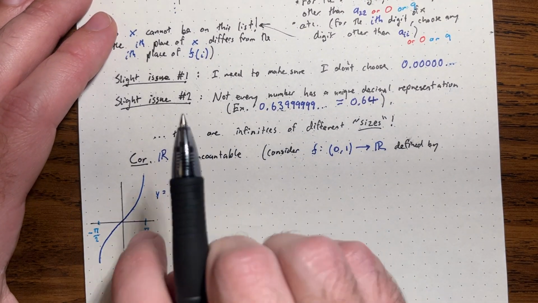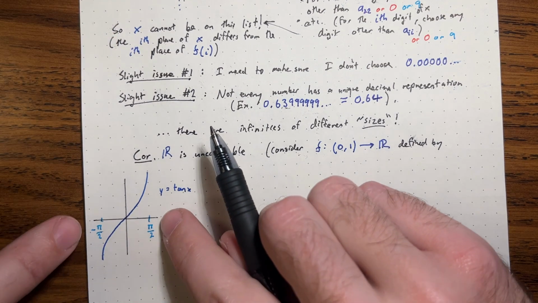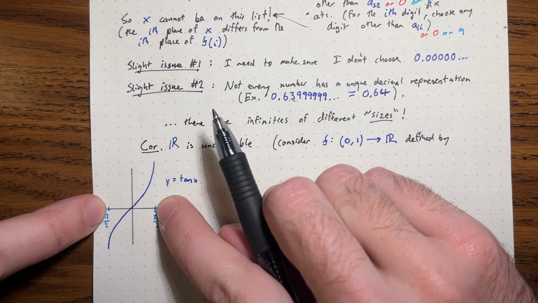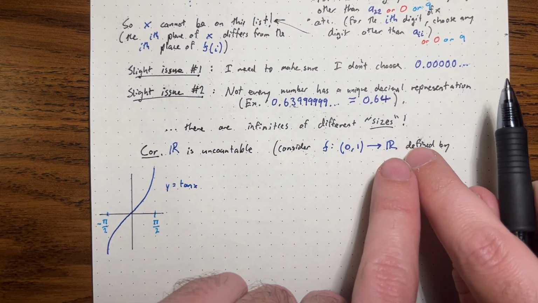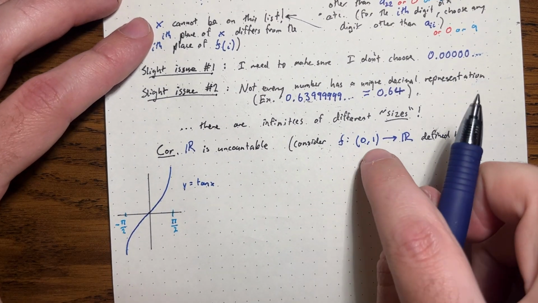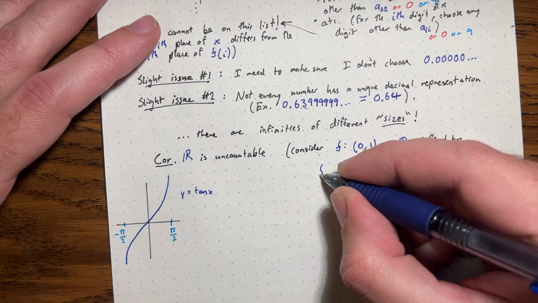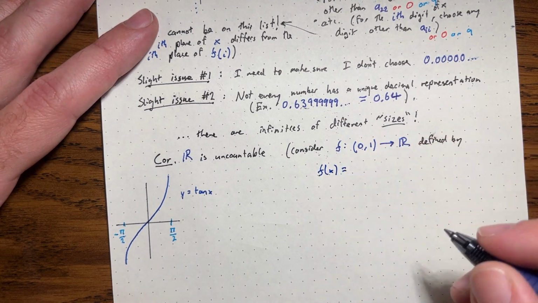You can create a bijection from here to here. How do you actually do it? Well, we have a bijection from this interval, negative pi over 2 to pi over 2, to the real numbers. So why don't we just map 0 to 1 onto that interval there? So how would I do that?